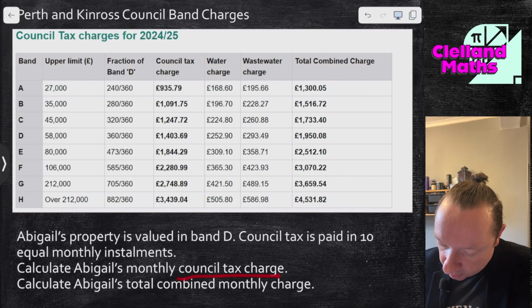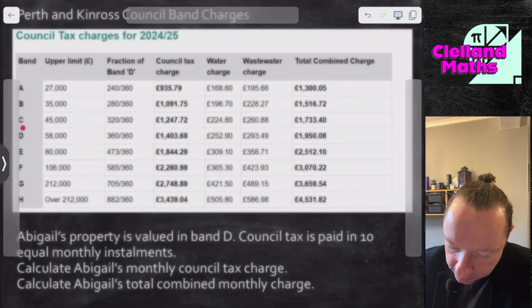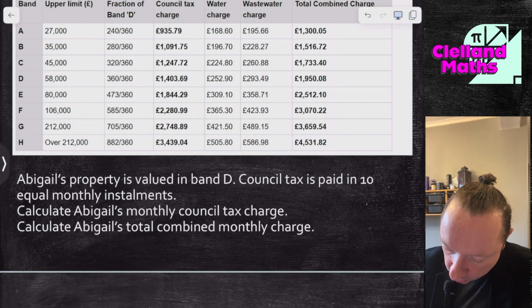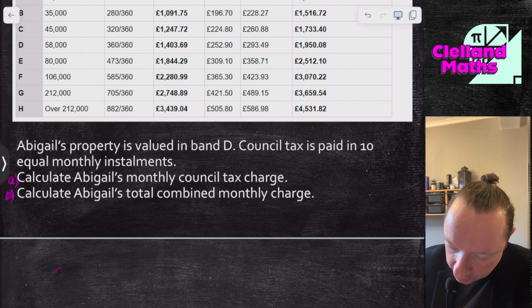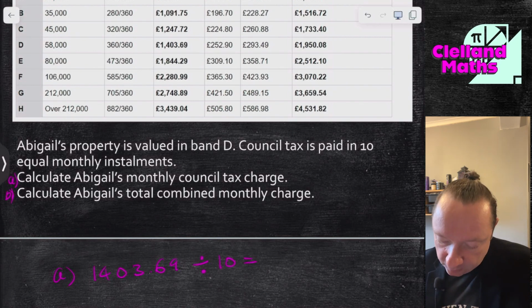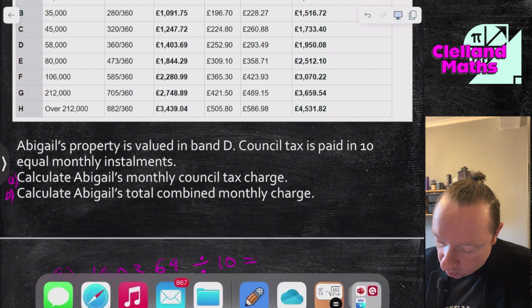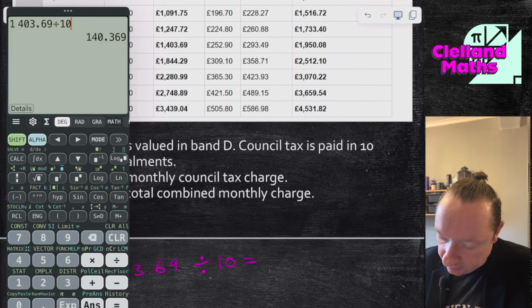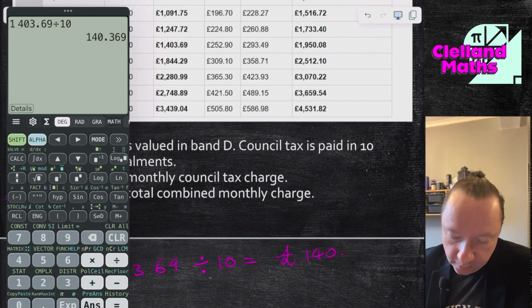So let's just start looking at the council tax charge first of all. So band D, go along, council tax charge is here, which is 1403.69. So that's what I'm looking for. So for part A, 1403.69 divided by 10, we said, didn't we? Now, I'm assuming you can divide by 10, but if you can't, who cares? Got a calculator. 1403.69 divided by 10, the monthly payment is 140.369. We'll just round that to 140.37, shall we? So that's the monthly council tax.